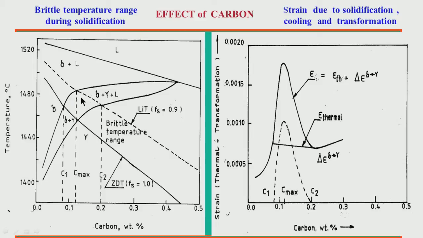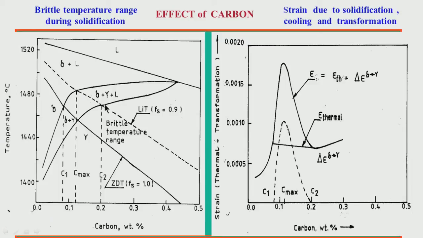At Cmax, I have told you maximum delta to gamma is taking place within this temperature region. This is the delta to gamma transformation complete, and this is the delta to gamma transformation start. So, as you are increasing carbon concentration above Cmax, again the transformation has started above the brittle temperature region, and some of the transformation you see is happening in the brittle temperature region. Now, look at this figure, C2. What is happening here? At C2, the transformation delta to gamma is taking place above this brittle temperature region.